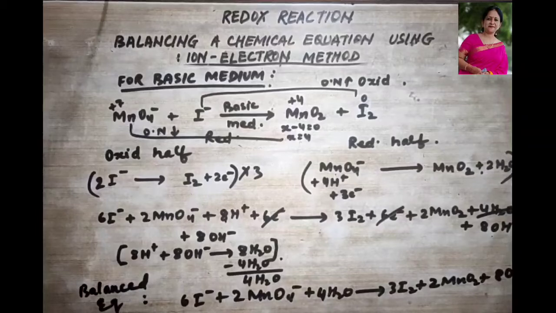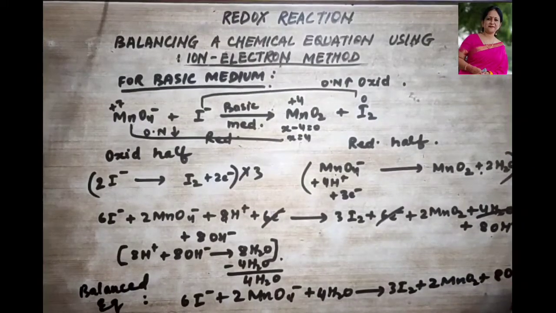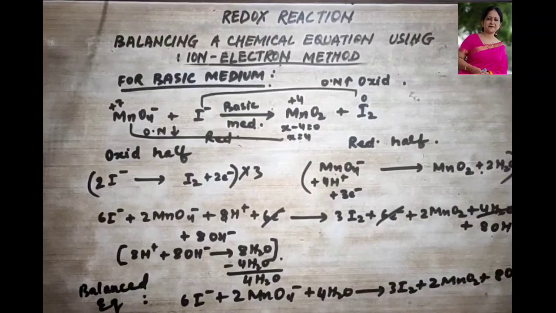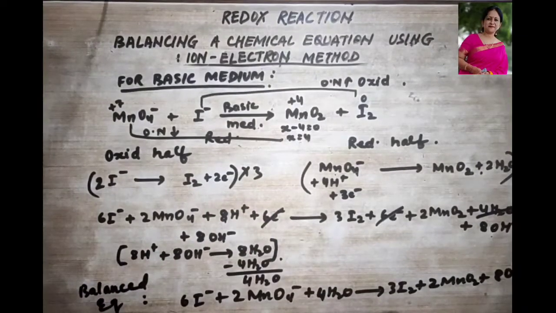Now to check whether this equation is balanced, we need to check the charges on both the reactant and the product side. So here how many? 6 minus electrons, minus 2 electrons. So minus 6 minus 2 makes it minus 8 charges here, and minus 8 charges here. That means the equation is balanced. Okay, so I hope this is also very clear to you.